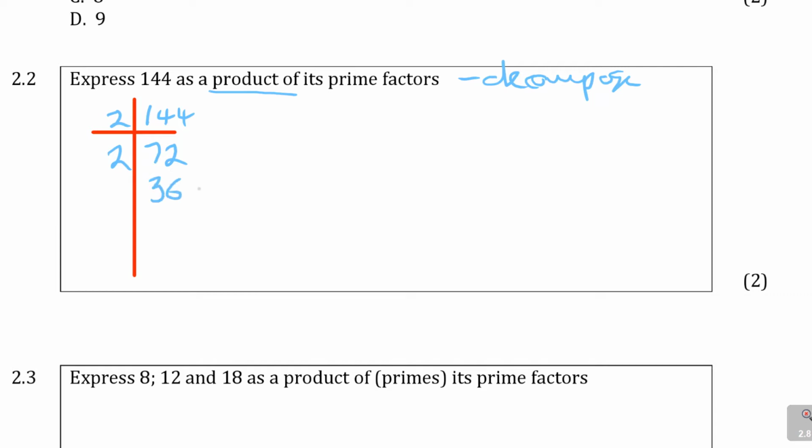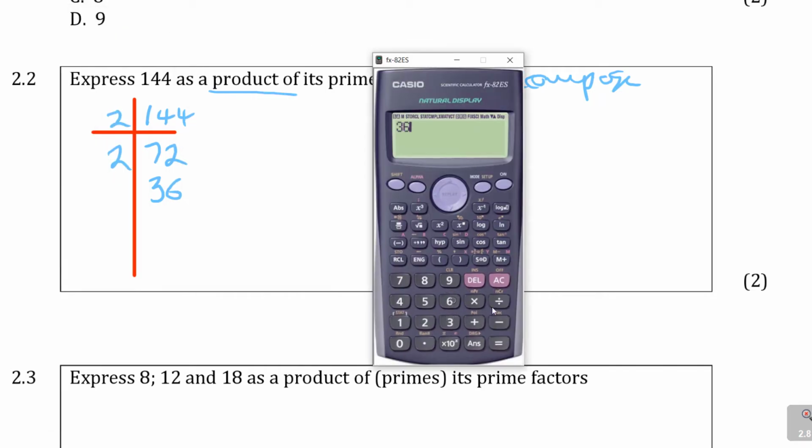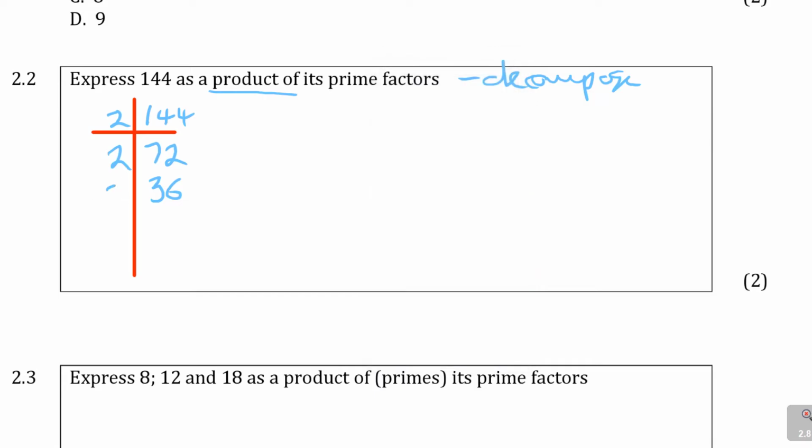36. As I said, it's not a problem to take a calculator, and it can simply give you the answer. So you're simply saying 36 divided by 2 equals 18. Again, divided by 2, I get 9. So I will divide here. 36 divided by 2, I got 18. 18 divided by 2, I got 9.